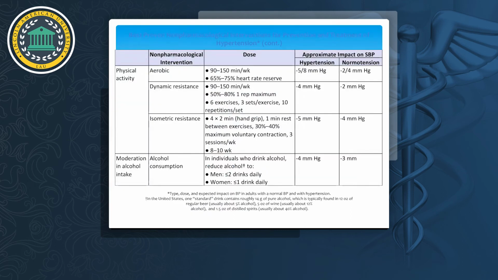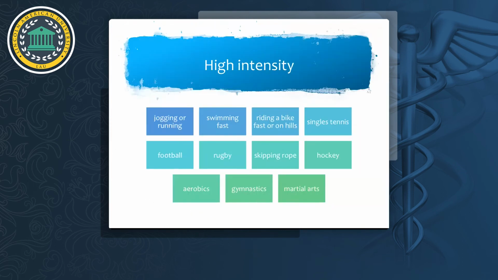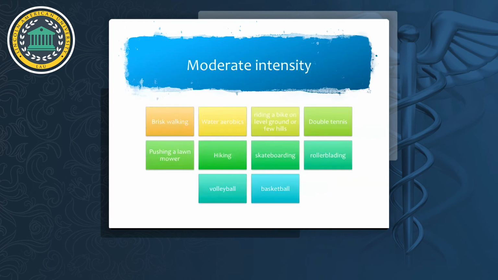Physical activity, as per the guidelines: 150 minutes of moderate intensity exercise or 75 minutes of high intensity exercise is recommended for keeping a healthy heart. High intensity exercise includes football, rugby, skipping rope, hockey, jogging, aerobics, and gymnastics. Moderate intensity exercise is brisk walking, pushing a lawnmower, hiking, skateboarding, rollerblading, and doubles tennis.